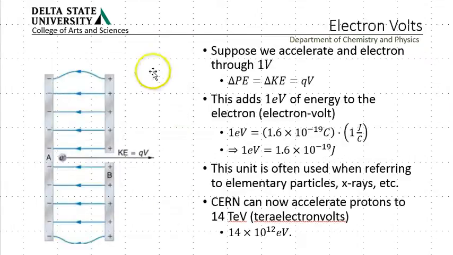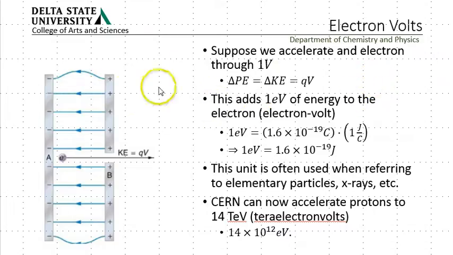Now let's suppose we do something different. We take an electron, put it in an electric field, and accelerate it through a potential. The potential energy we're going to give it is equal to QV. That potential gets converted into kinetic energy, so the kinetic energy of the electron changes by also QV. We've got conservation of energy here. We lost this much potential, and we gained this much kinetic.